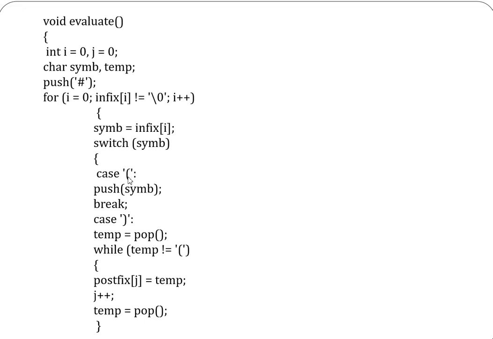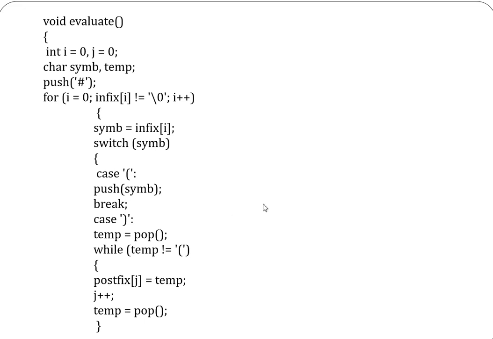If the case is an open parenthesis, push that symbol onto the stack, then break. If it is a closing parenthesis, that is case 2, then pop the top element and store it in a temporary variable. While the temporary variable is not equal to an open brace, postfix of j will store whatever we popped in the temporary variable. Then we increment j, j plus plus, and pop again.